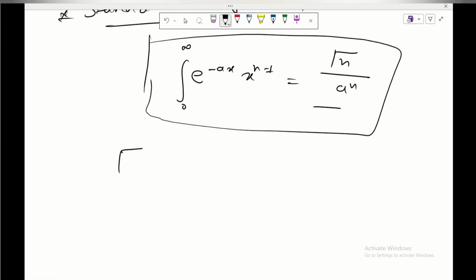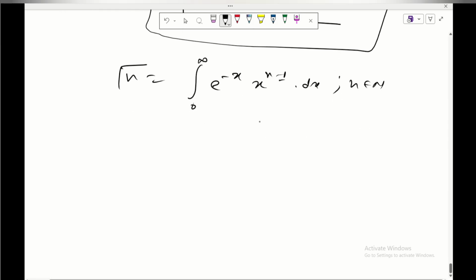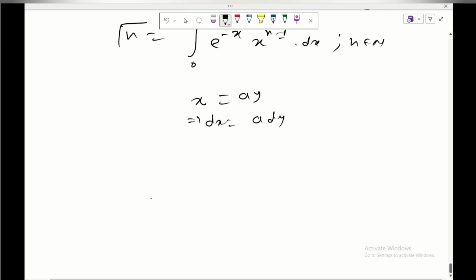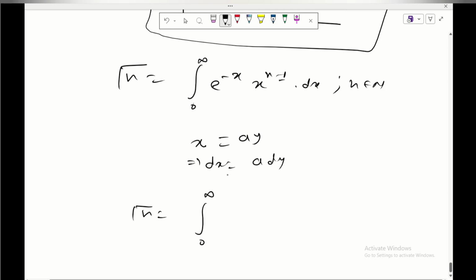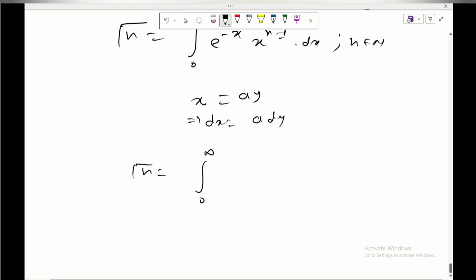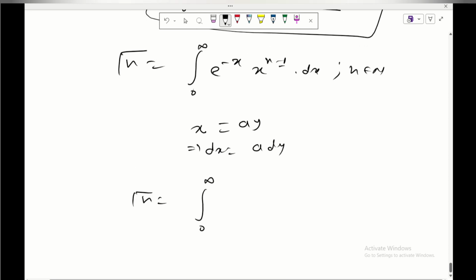What is the definition of gamma function? Nothing but the integral from 0 to infinity of e^(-x) x^(n-1) dx, where n belongs to N. We will put ay, sorry, any variable, suppose ay at the place of x. So what will you get at the place of dx? a dy. Okay, let's put it in the gamma function. So Γ(n) will be the integral from 0 to infinity. The limit will be the same because a is a constant. If I put 0 at the place of x, I will get the value of y as 0. And if I put infinity, I will also get the value of y as infinity. So the limit will not change. We will only change the variable.